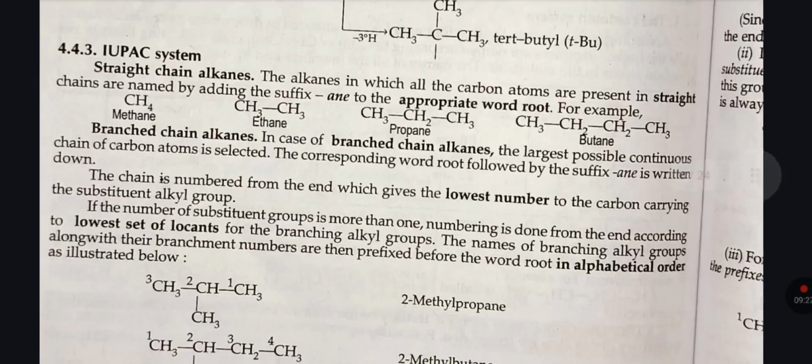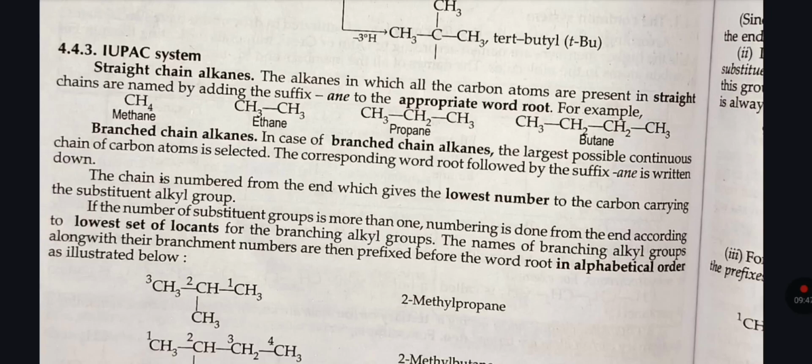IUPAC system. Straight chain alkane. The alkanes in which all the carbon atoms are present in a straight chain are named by adding the suffix "ane" to the appropriate word root. For example, methane, ethane, propane, butane.